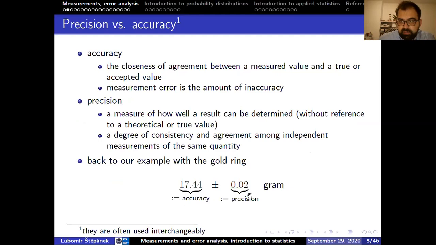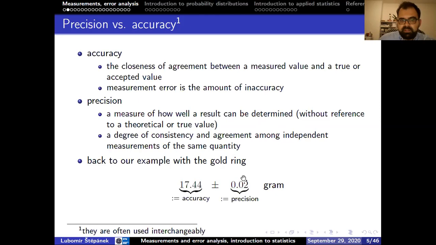So accuracy is just the first number, which is the point estimate of the true value of the mass of the golden ring in our case. And since it is just the point estimate of this true value, it is linked to the true value or the exact or the theoretical value, yeah? Because it's also based on the closeness or difference between the true value and the measured value. Plus minus, and the precision term is not based on a reference or theoretical value, it's just based on the degree of consistency of the measured values.